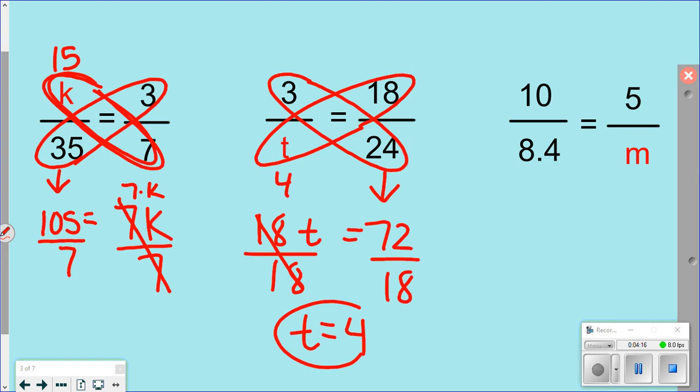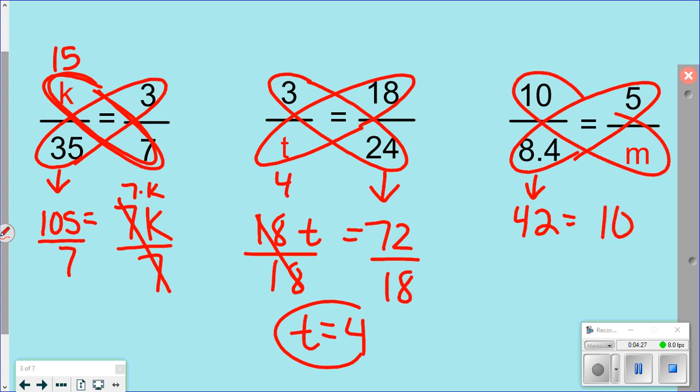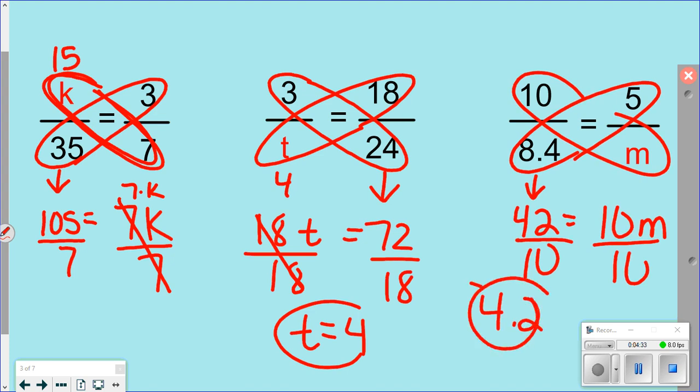So I'm just going to get started. If I do 8.4 times 5, I get 42. Okay, equals whatever this would be, 10m. I'm going to divide by 10, divide by 10. It's going to be 4.2 is what should go in my m spot.